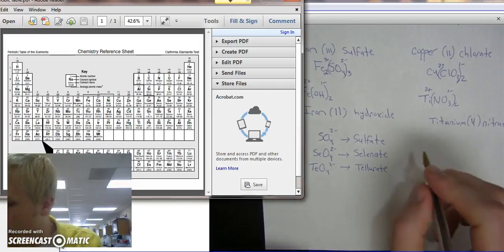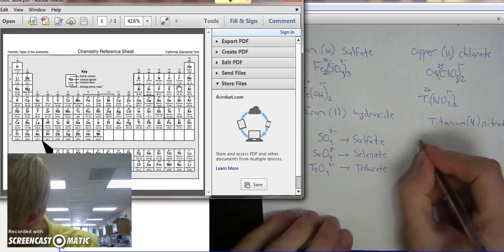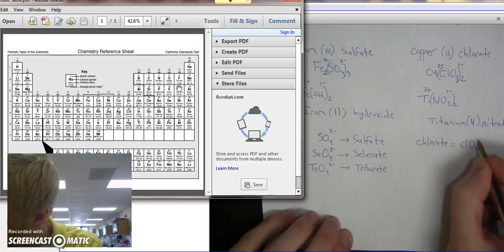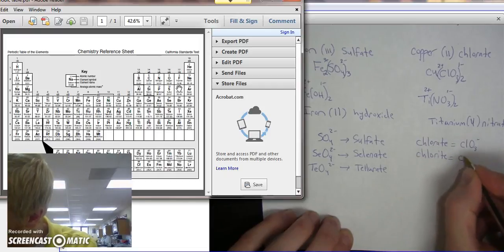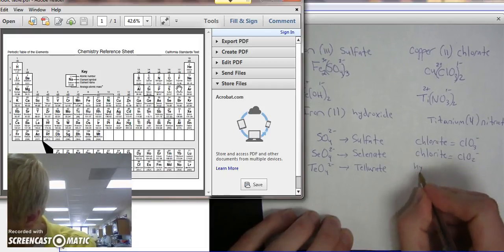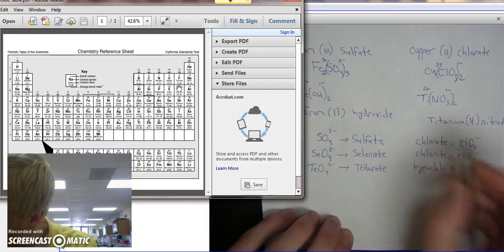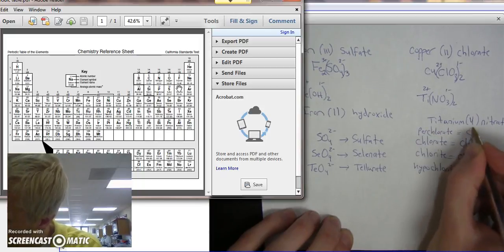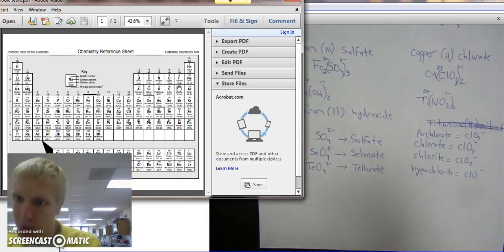Looking at the halogens, we have fluorine, chlorine, bromine, iodine. On the polyatomic ion sheet, you have chlorate, which is ClO3 with a minus charge. You have chlorite with a ClO2 minus charge. You have hypochlorite, which is ClO with a minus charge, and you have perchlorate with a ClO4 minus charge. You have all those 4.